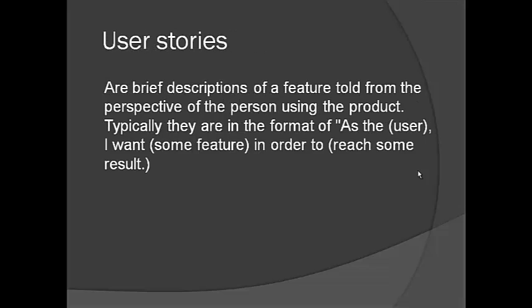So, what's a user story? A user story is a brief description of a feature told from the perspective of the person using the product. Typically, they are in the format of, as the user, I want some feature in order to reach some result. An example of this would be, as a pilot, I want to be able to clearly read the symbol on my indicator panel so that I will be able to determine if the device is working.